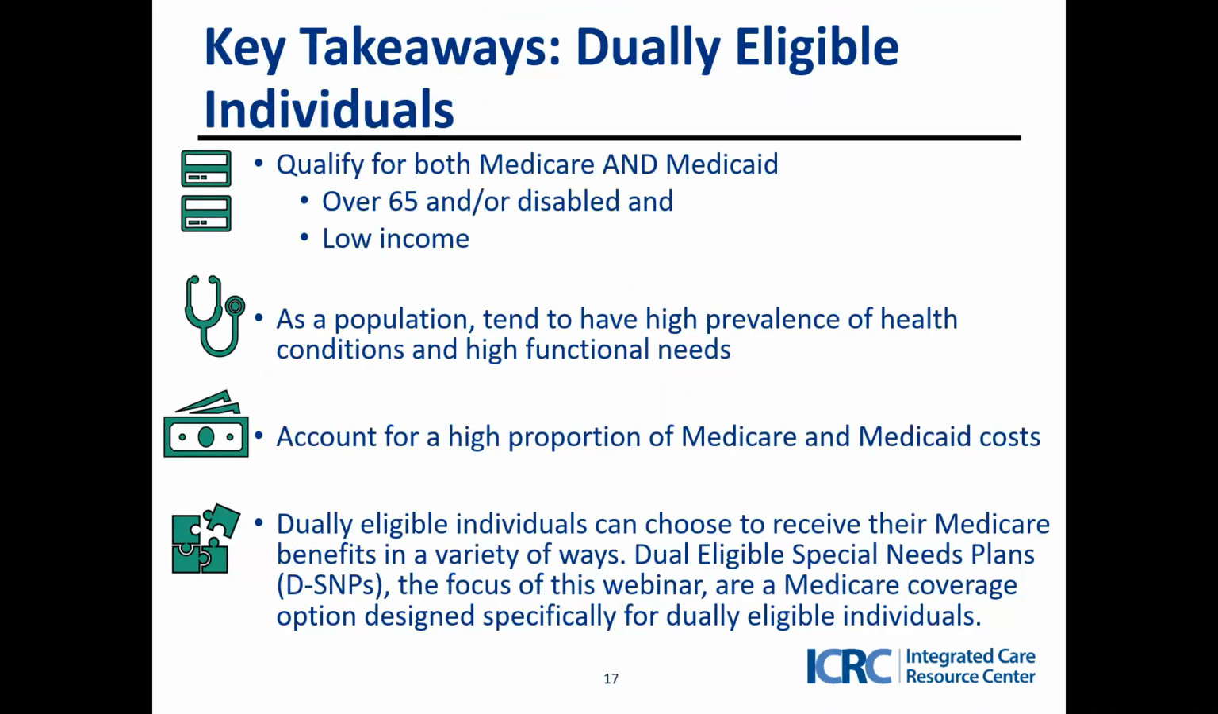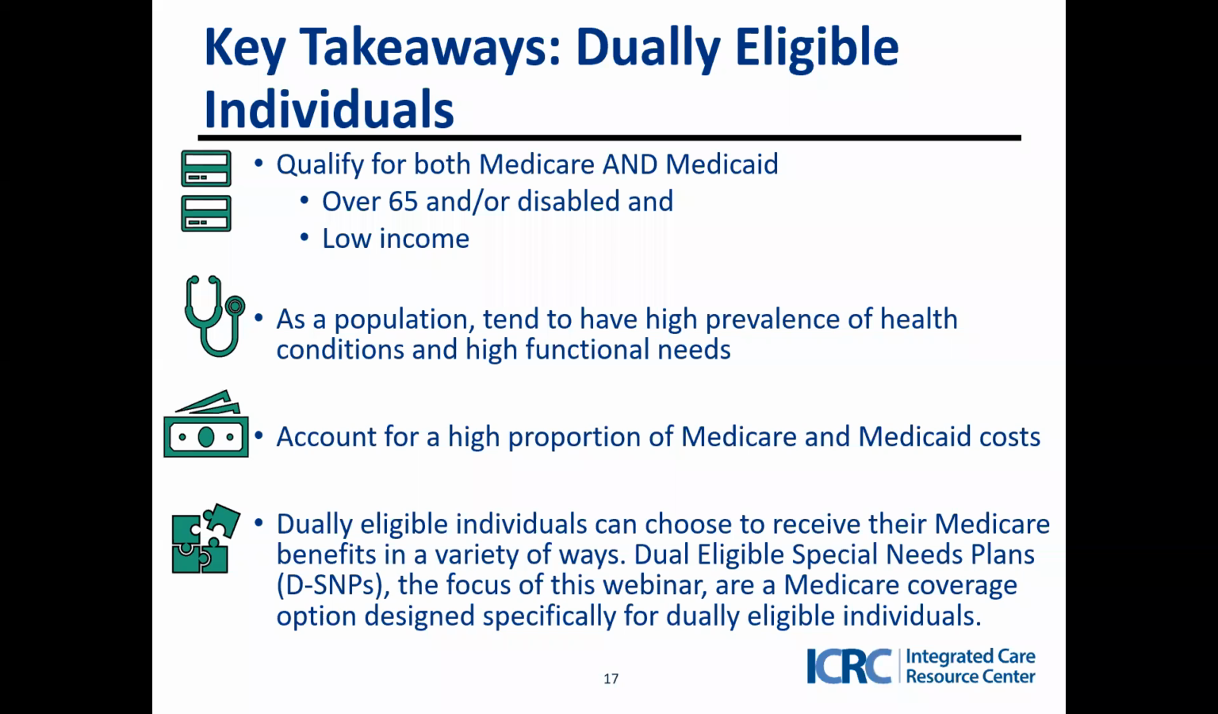Overall, the main takeaway points to remember about dually eligible individuals are that they qualify for both Medicare and Medicaid, that there is a high prevalence of health conditions and high functional needs among this population. They account for a high proportion of Medicare and Medicaid spending costs. And lastly, that dually eligible individuals can choose to receive their Medicare benefits in a variety of ways. Dual eligible special needs plans, the focus of today's webinar, are a Medicare coverage option designed specifically for these individuals.